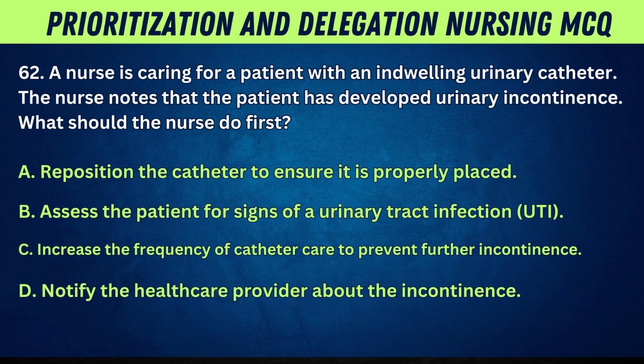62. A nurse is caring for a patient with an indwelling urinary catheter. The nurse notes that the patient has developed urinary incontinence. What should the nurse do first? A. Reposition the catheter to ensure it is properly placed. B. Assess the patient for signs of a urinary tract infection (UTI). C. Increase the frequency of catheter care to prevent further incontinence. D. Notify the healthcare provider about the incontinence.